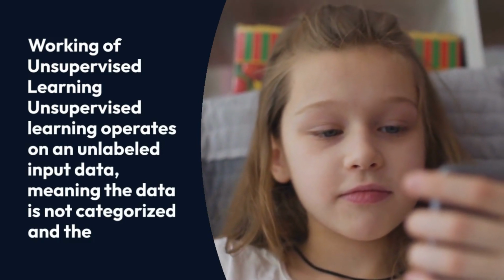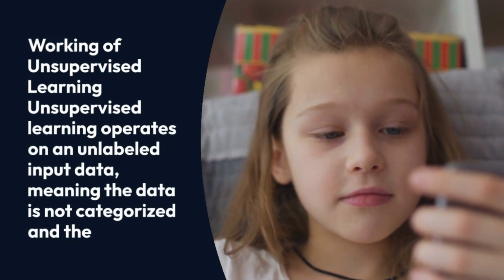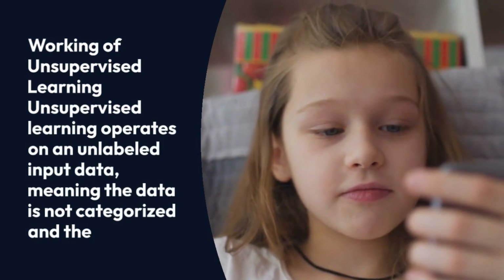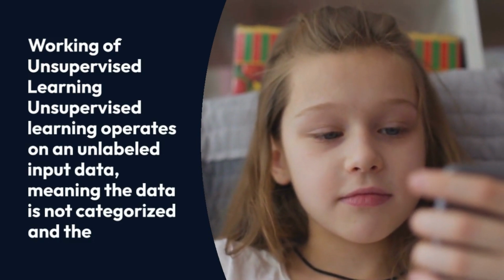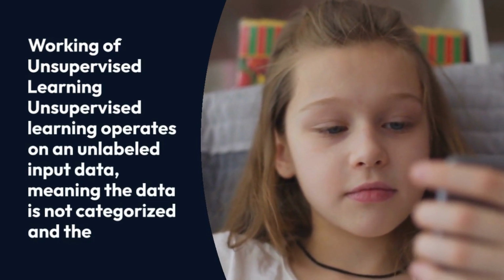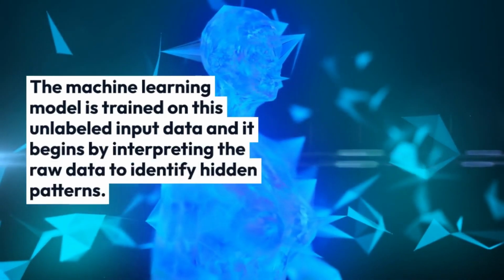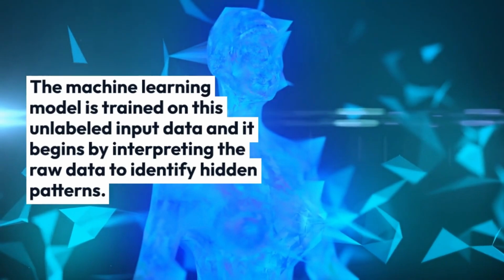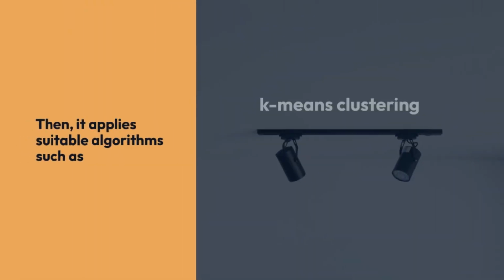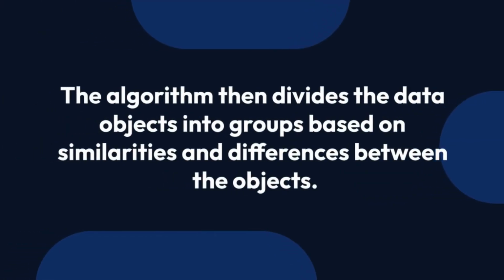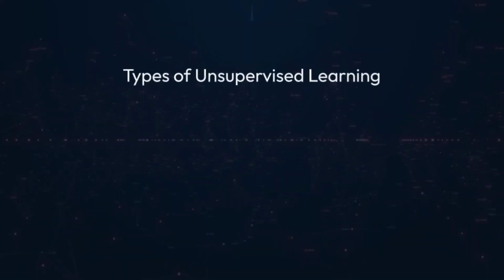Working of unsupervised learning: it operates on unlabeled input data, meaning the data is not categorized and the corresponding outputs are not given. The machine learning model is trained on this unlabeled input data, and it begins by interpreting the raw data to identify hidden patterns. Then, it applies suitable algorithms such as k-means clustering, decision tree, etc. The algorithm then divides the data objects into groups based on similarities and differences between the objects.